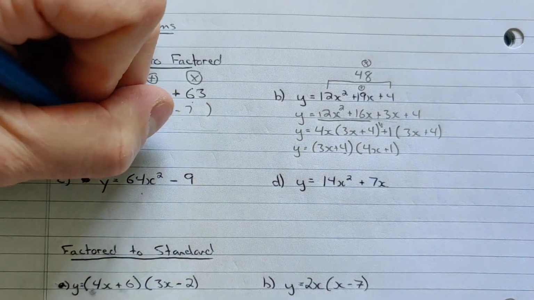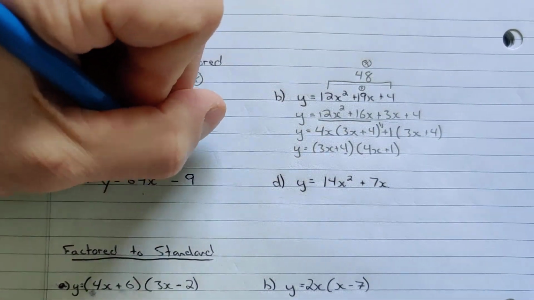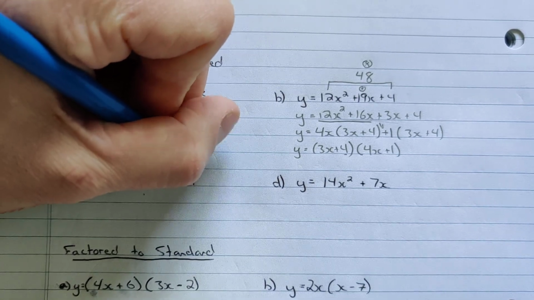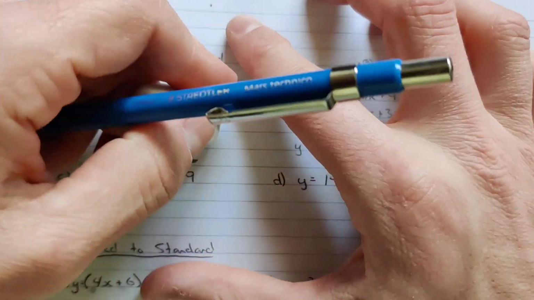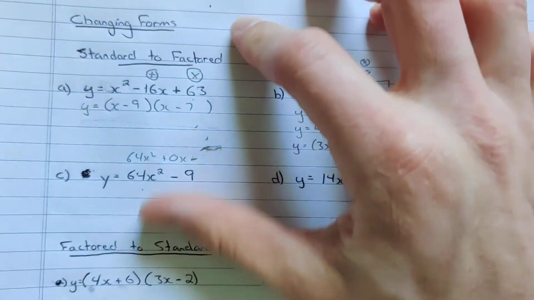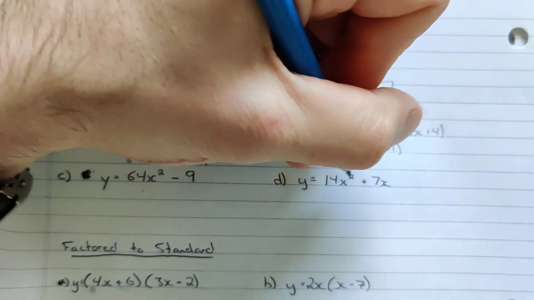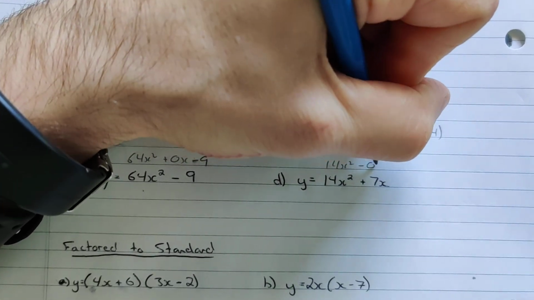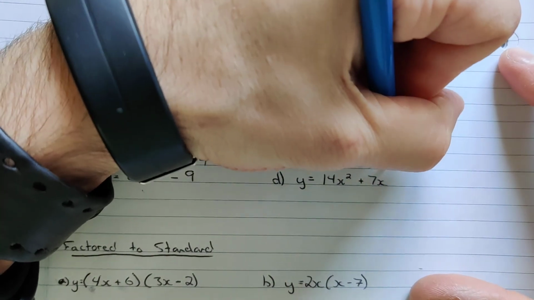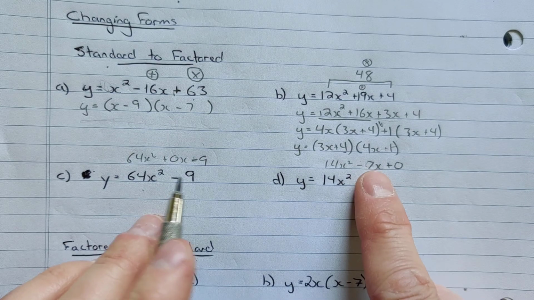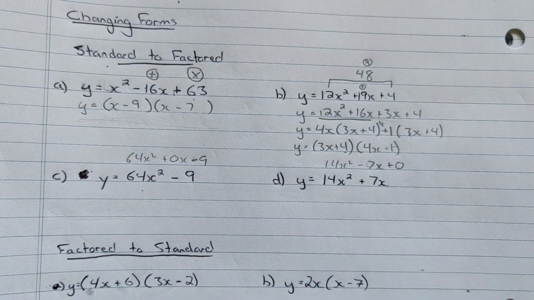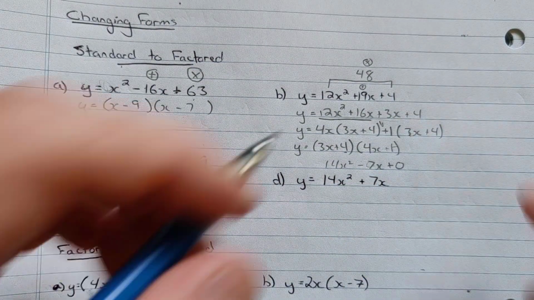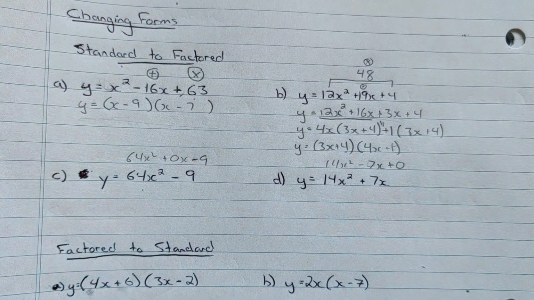This could be written as 64x squared plus 0x minus 9, and this could be written as 14x squared plus 7x plus 0. Both of these you could factor the same way as the previous b. You could factor both these the same way as b if you wanted to. You don't have to though.